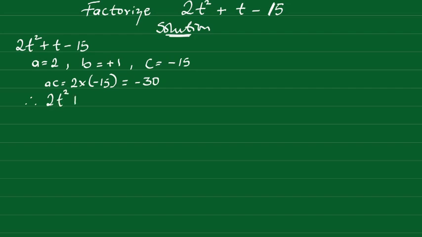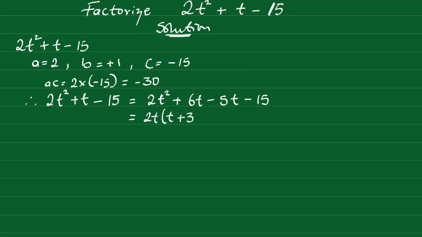2t squared plus t minus 15 is equal to 2t squared plus 6t minus 5t minus 15. Proceed by factorizing out 2t from 2t squared plus 6t, and we end up having 2t bracket open t plus 3 bracket close.